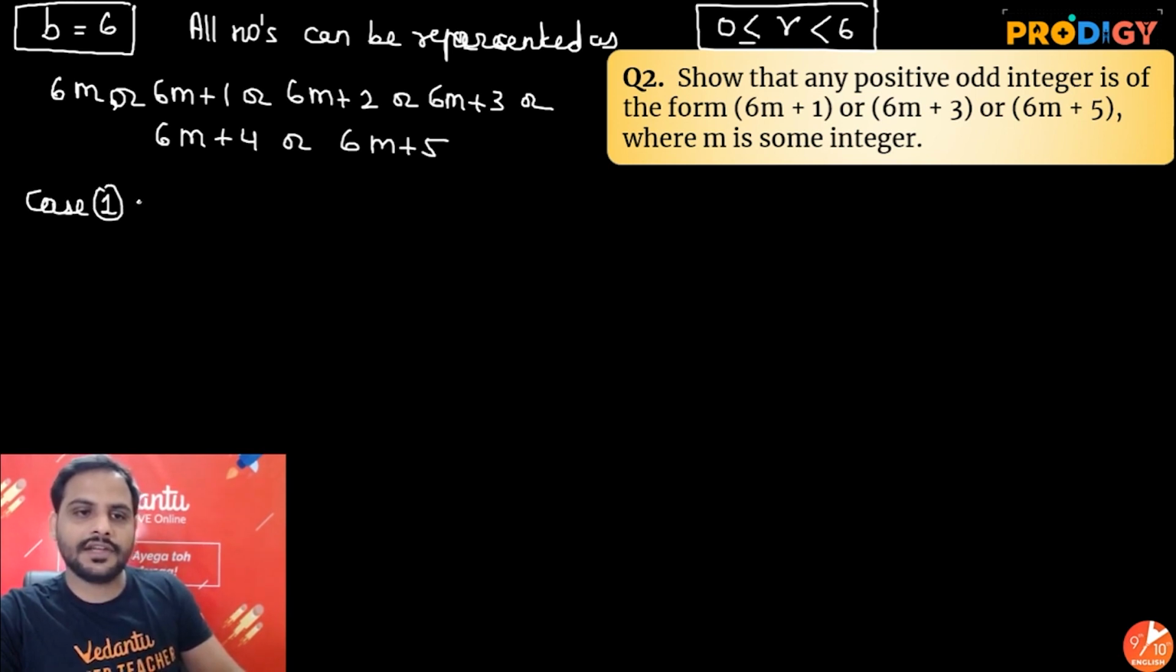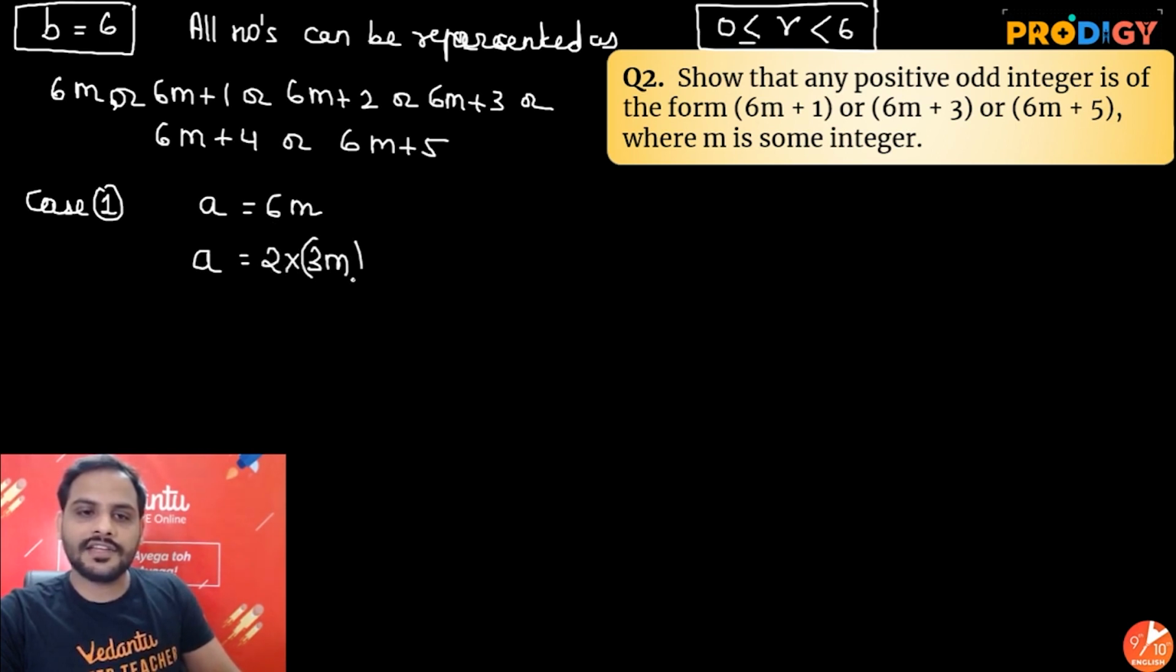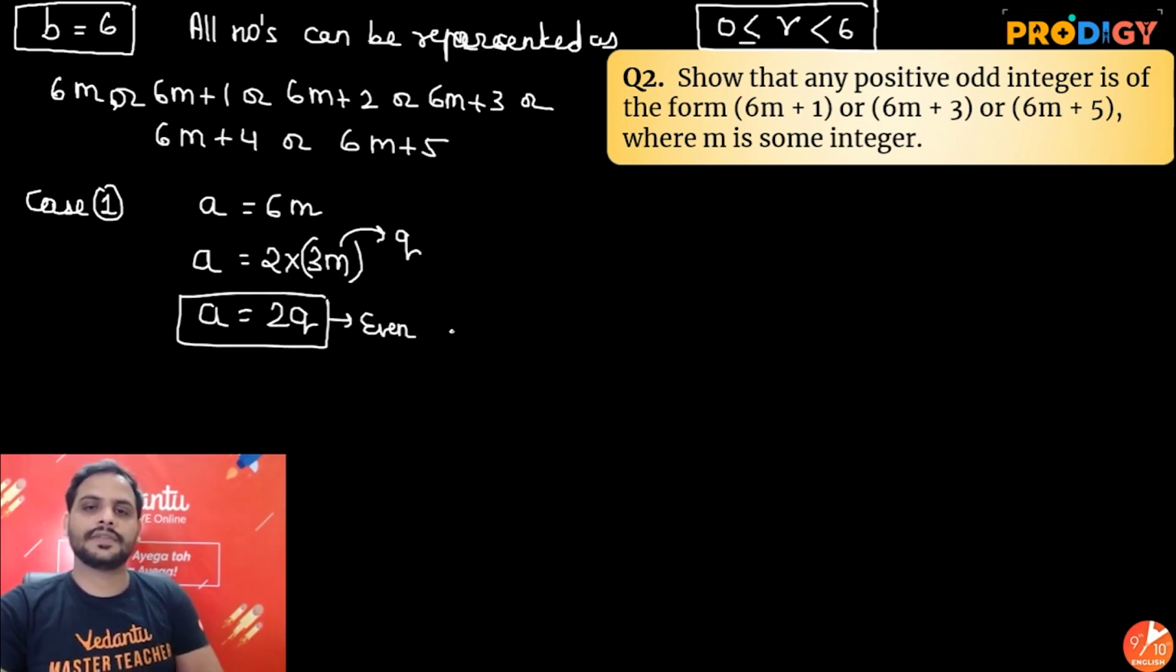Case 1. Let's say the number is in the form of 6m. So if it is in the form of 6m, I can write 6m as 2 into 3m. And let's say 3m is some other number q. So this number can be written in the form of 2q. So it is an even number.